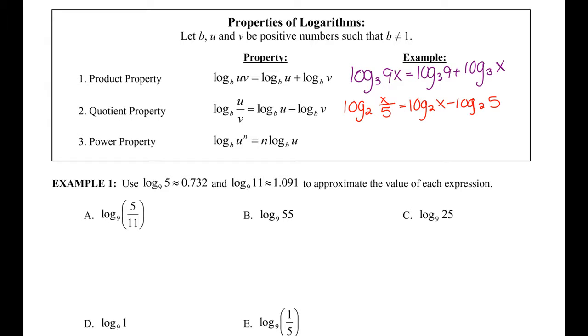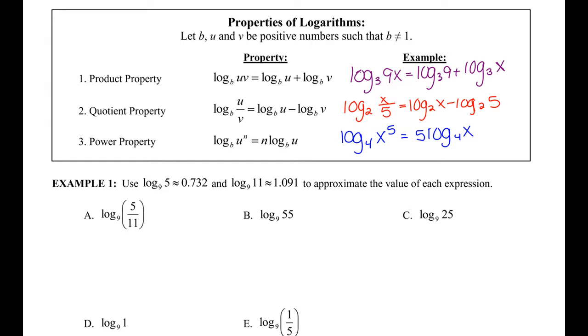And the last one, number 3, the power property, is log base b of u raised to an n power can be simplified by bringing the exponent down in front of the log. So log base 4 of x to the 5th power is equal to 5 times log base 4 of x.